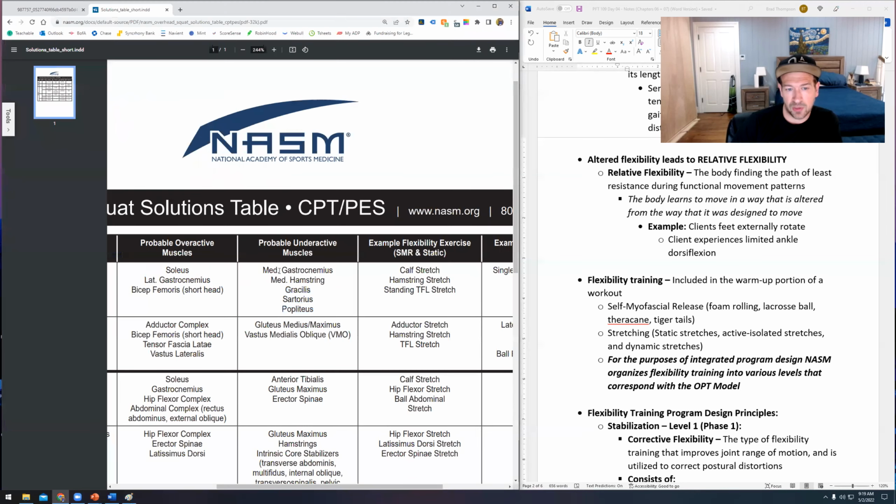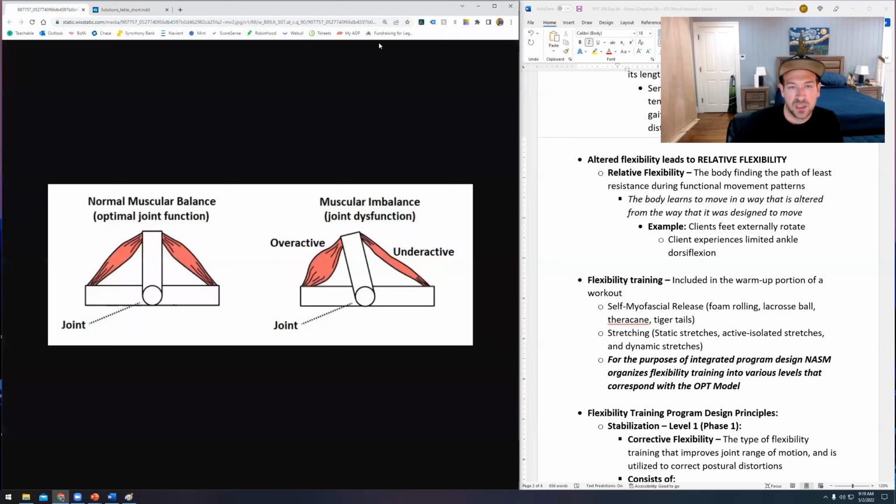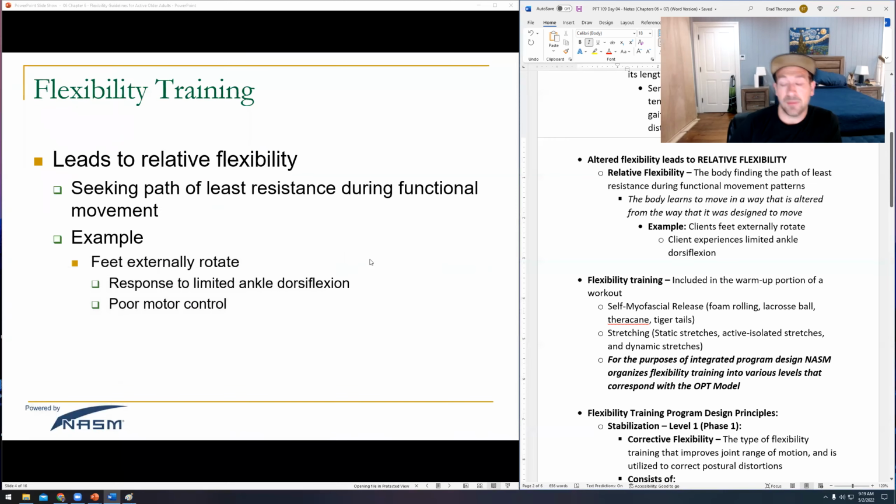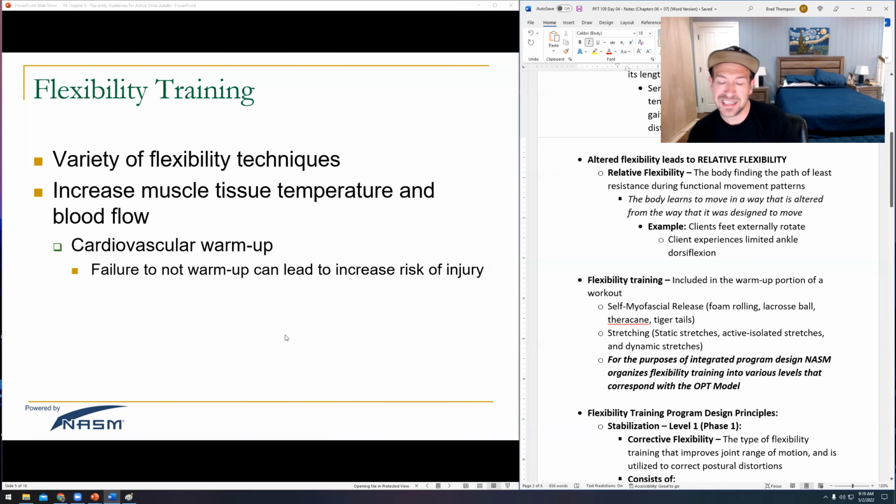If you look at your table in your book and it says probable overactive, probable underactive, this is really what we're looking at here. So there's our example of relative flexibility. It's like, yeah, I can squat. But let's say I need to pick something up, and I can pick things up by squatting. Let's say something's here. I could do this. There we go. I squat to do it.